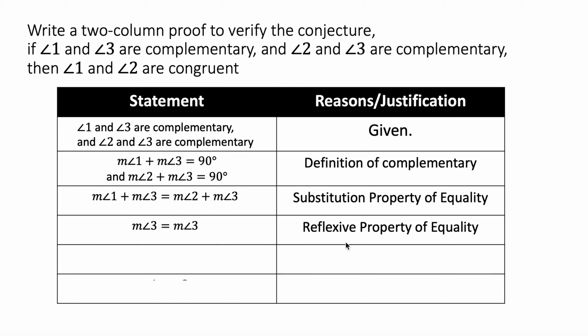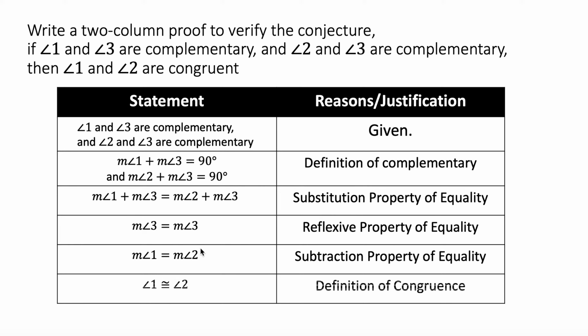We know by reflexive property that this measure of 3 and this measure of 3 are the same. Even though they come from different statements up here, they're the same. So that means we can take both away from each side, take measure of 3 from both sides, and be left with measure of 1 equals measure of 2. So if the measures of two angles are the same, that means they're congruent. So we have proven that.